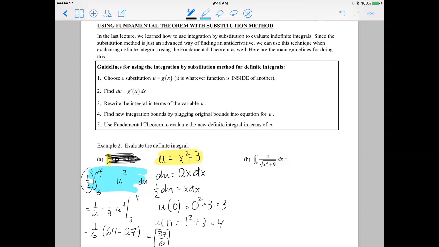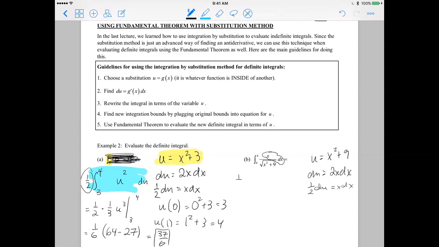Okay, letter B, we have the integral from 0 to 4 of x over the square root of x squared plus 9. So again, I know it's a u substitution problem because I see a function, x squared plus 9, inside of another function, which is the square root. Okay, so u is going to equal x squared plus 9. That means that du is equal to 2x dx. And again, I see x dx in the problem right here, so I'm going to solve for that, so that it says 1/2 du is equal to x dx.